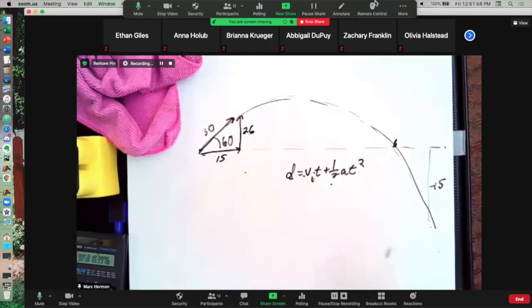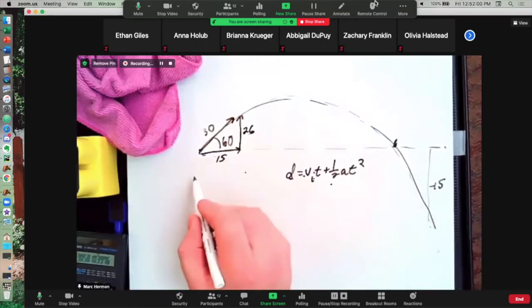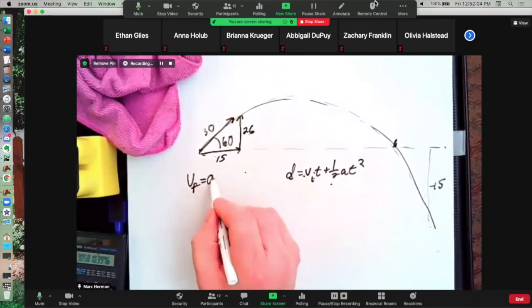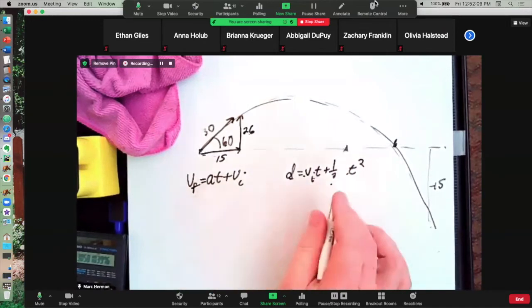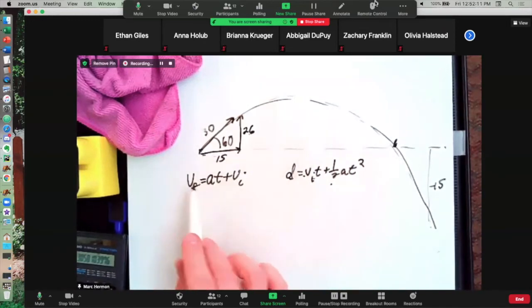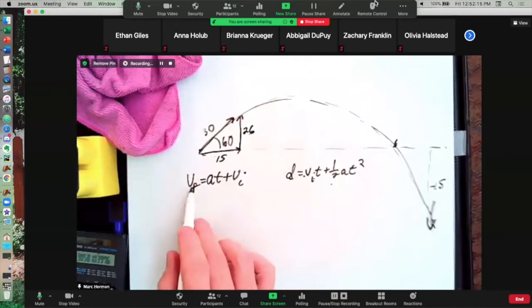So this is the one that you wanted to use, right? VF equals AT plus VI. We wanted to use this. How come we can't use this in this problem though? We don't know what our final velocity is. So we can't use that.